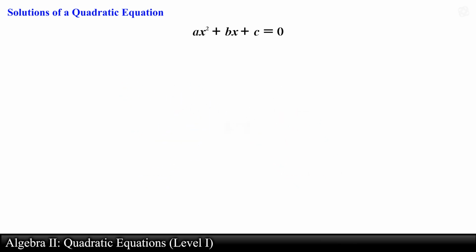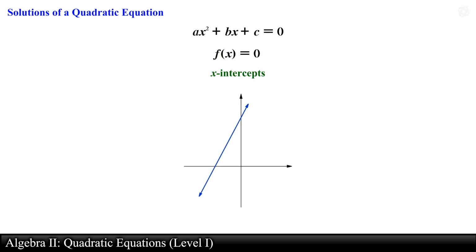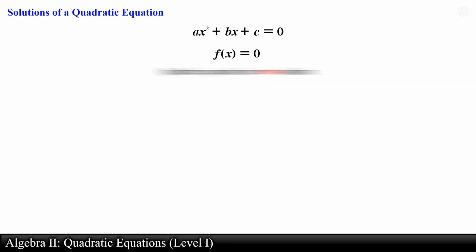Whenever you're solving quadratic equations or any equation in algebra, you're always looking for the value of x that will make the equation equal to 0. In other words, you're looking for the x-intercept of the function when graphed. Now this is where the similarities between lines and quadratics end. When we graph lines, they always intersect the x-axis once, hence linear equations have one solution. But when dealing with quadratics, you always have two solutions.